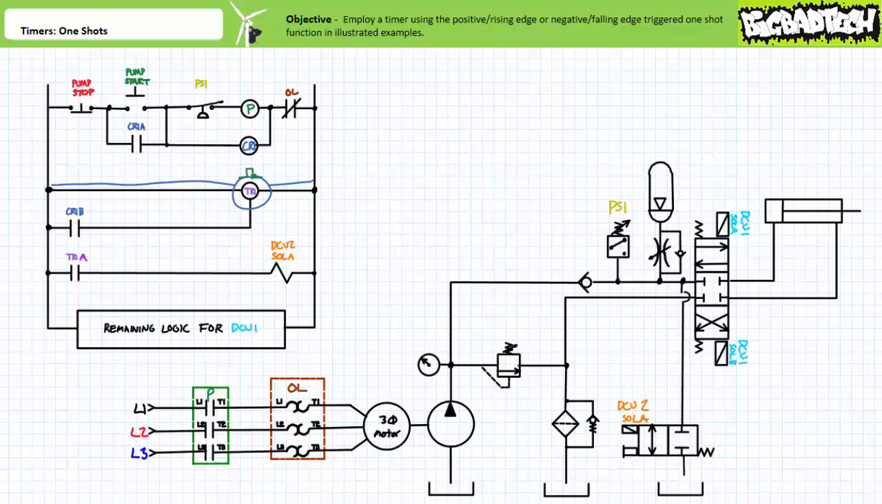I like to think of positive edge-triggered one-shots as those functions that must occur once when something starts. Examples being when an operator first presses a button or at the moment some automatic input is initially triggered. In contrast, I like to think of negative edge-triggered one-shots as those functions that must occur once when something ends. Examples being when an operator releases a button or when a system shuts down.